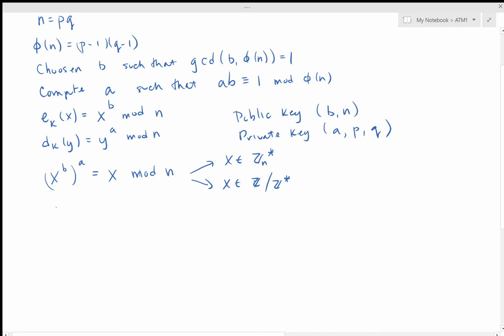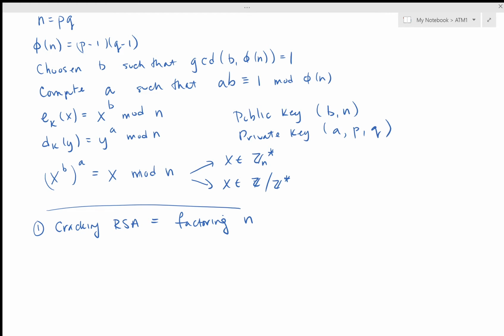Also coming up when we devised our own encryption systems were a couple of things that were noted. One is cracking, or let me just put it this way, cracking RSA is basically equal to factoring n. If you can factor n into p and q, then you can get the key and the security is finished. So clearly the security is resting on the fact that you cannot factor n.